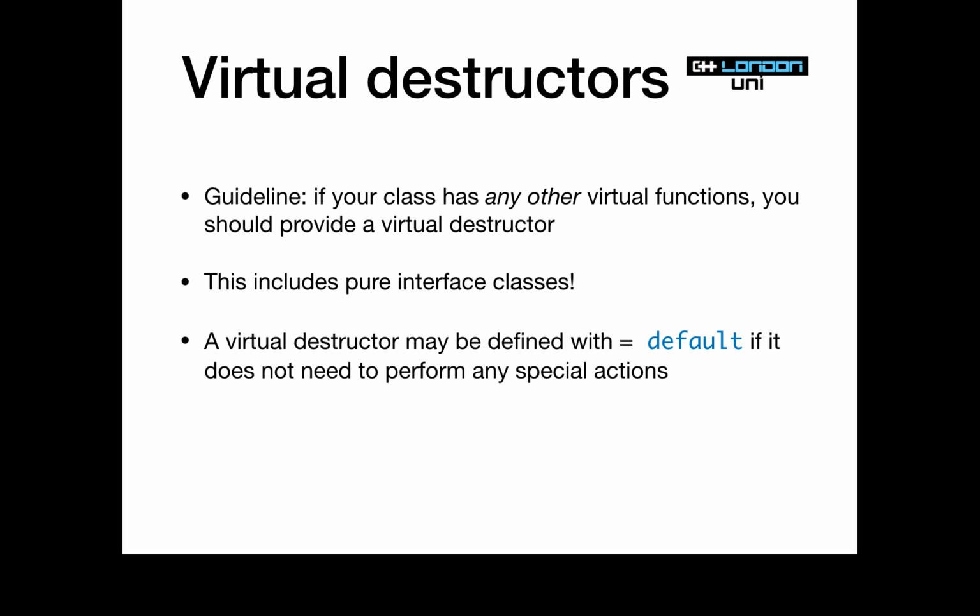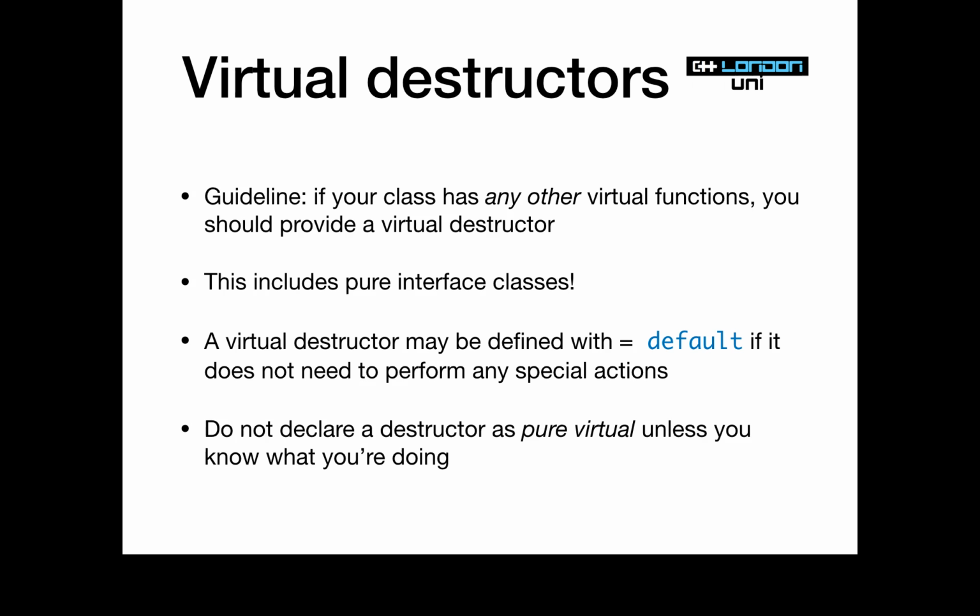So if you don't have any work to do in your base class destructor, then you can just use equals default. The language allows you to mark a virtual destructor as pure virtual, that is to put the equals naught at the end. Don't do it unless you really know what you're doing, or provide a definition as well. So the most important one here is really the top one. If your class has any virtual functions, give it a virtual destructor. Do that and you'll never go wrong.